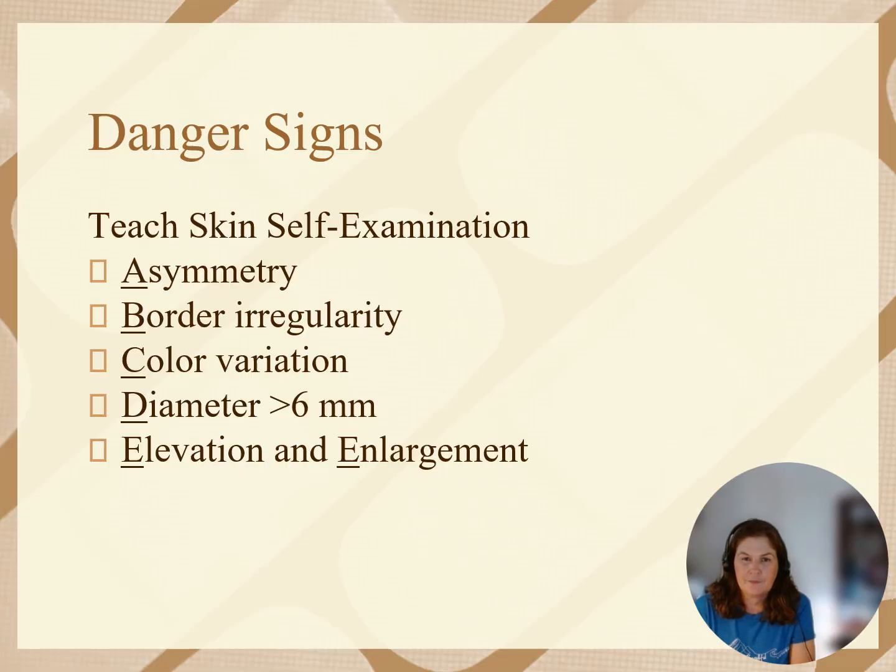Danger signs. This is the A, B, C, D, and E of the lesions that you see on skin. If it's asymmetrical, if the border is irregular, if it varies in color, if the diameter is greater than 6 millimeters, and elevation and enlargement, if it has changed, this is when their history becomes important.